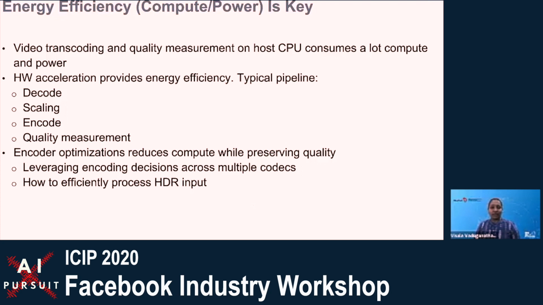In this flow, the encoder, which has a very deep pipeline, and the quality measurements, which are pixel-based, consume a lot of CPU cycles, and hence a lot of power. By using hardware acceleration for the decoder, scaler, encoder, and quality measurements, we can save about 30 megawatts of continuous power. Encoder optimizations are chosen such that the compute is reduced while we preserve quality across multiple codecs and efficiently process the HDR input. With this, I now hand it over to Gaurang to talk about the cross-codec and HDR encoding.